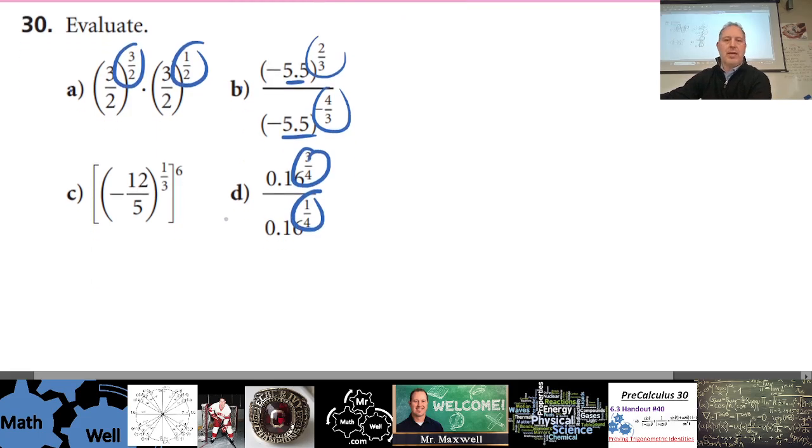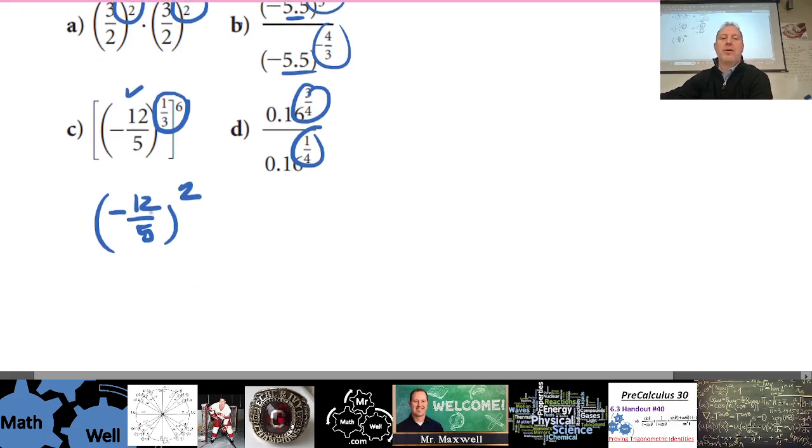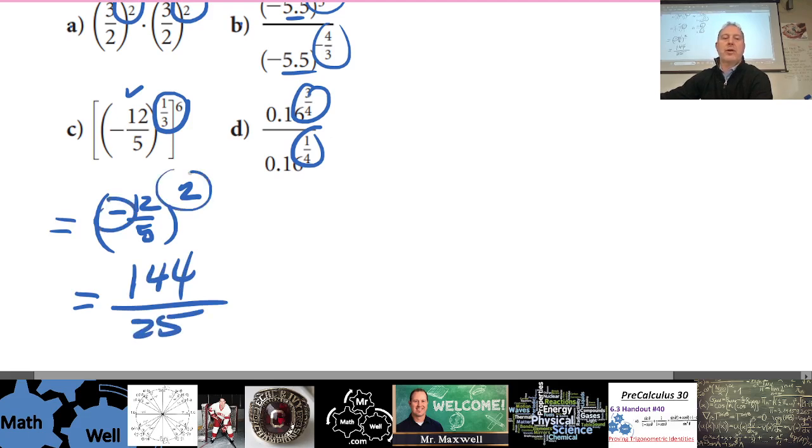C. Let's do C. Okay, look at this. I'm going to do 6 times 1/3 first because I can't simplify this any. Cube root of 12 is not going to help me too much. So this is going to be negative 12 over 5 to the power of, what's 6 over 3? 2. Right on. So what's negative 12 squared? 144. Good. What's 5 squared? 25. A negative, when you square it, becomes positive, so this answer is positive. And can we simplify this any? Nope. Done.